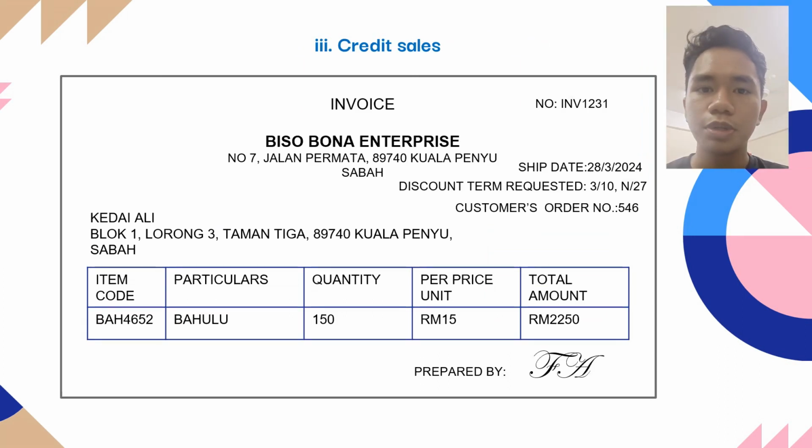For question 2, which is credit sales, the name for this document will be invoice, which the seller will give to the buyer. As you can see, the document has a document number, that is INV 1231. These documents are issued by Biswabona Enterprise to Kedai Ali, who made a credit purchase. The columns show item code, particulars, quantity, price per unit, and total amount. Now I pass the memo to Syauqi.